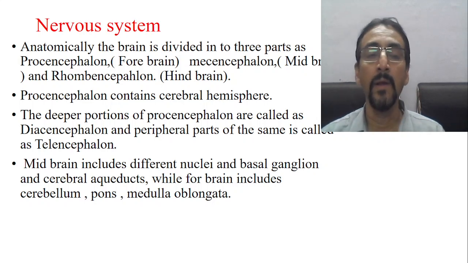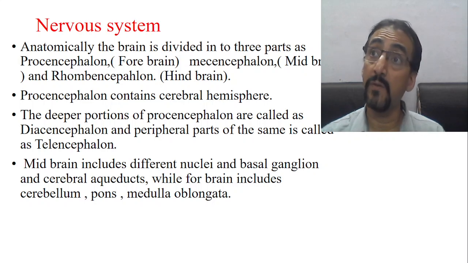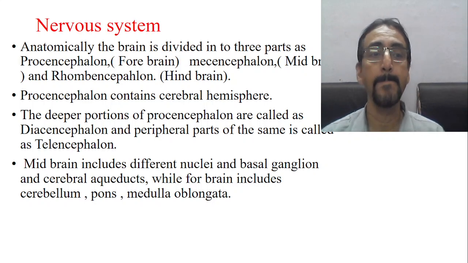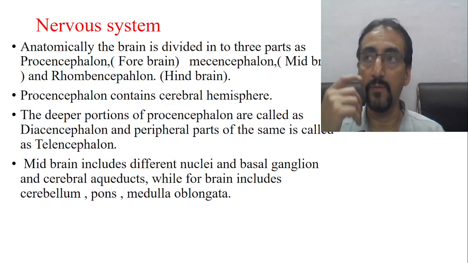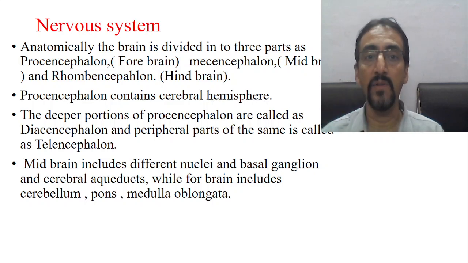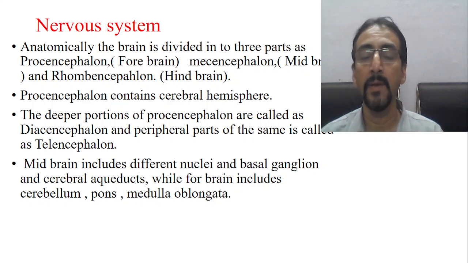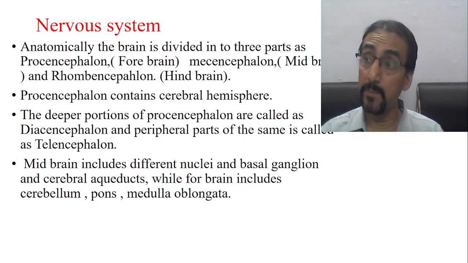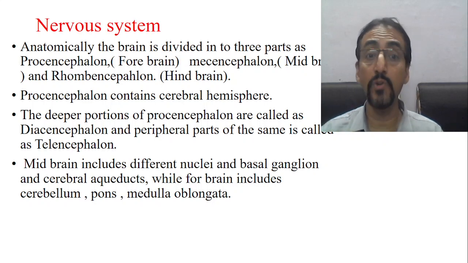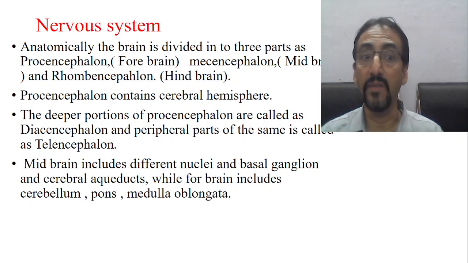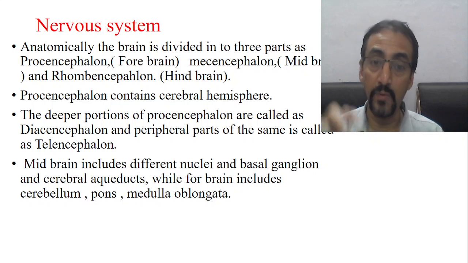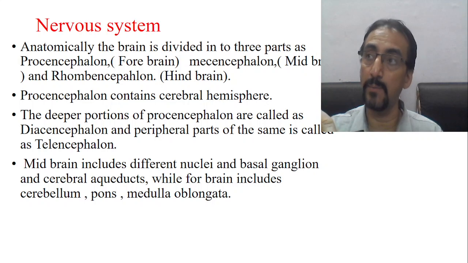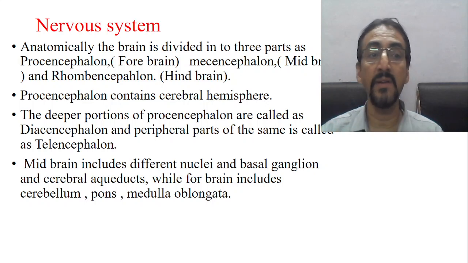Okay. The deeper portion of the prosencephalon. Okay. Now carefully understand this point. We know the prosencephalon, that is a forebrain, that is majorly contained in the cerebral hemisphere. The deeper portion, इसी जो है prosencephalon है, इसका जो डीपर मोस्ट पोर्शन है, it is called as diencephalon. सेम प्रोसेंसेफेलॉन का जो डीप पोर्शन है, अंदर का पोर्शन है, that is called as a diencephalon.